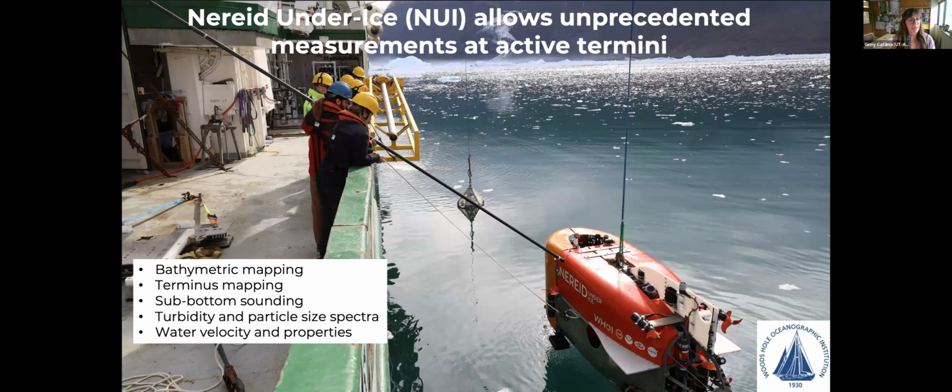Nereid is capable of lots of different observations that can be tuned to the needs of the specific researcher. We were very interested in mapping both the seafloor and the terminus. And then we also put a small seismic system on board to look at sub-bottom profiles and stratigraphy of the moraine surface. We collected turbidity measurements in the water column, and then had ADCPs and temperature and salinity on NUI as well, so we could look at oceanographic properties.